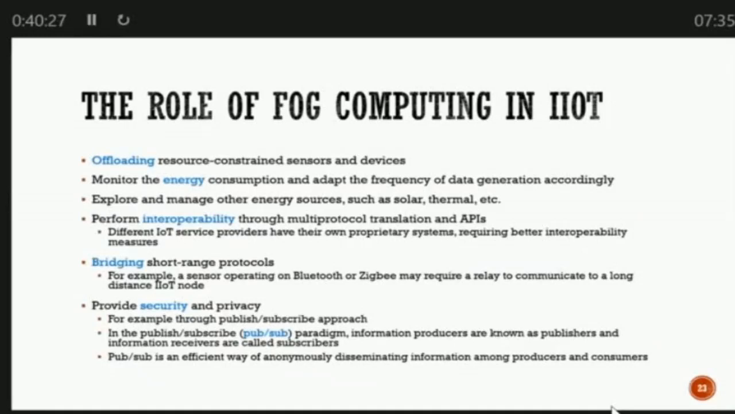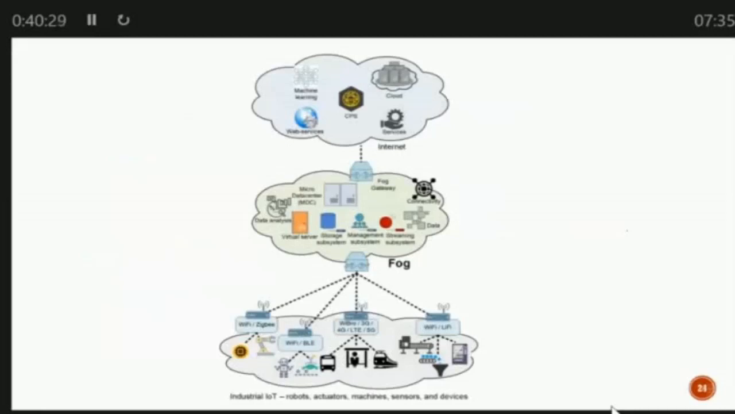This is how fog computing would look in industrial settings. You have all your different industries. This is one kind of industry, this is another kind, transportation, this is a third kind, a fourth kind. So you have all your industrial settings and all your different industrial IoTs.